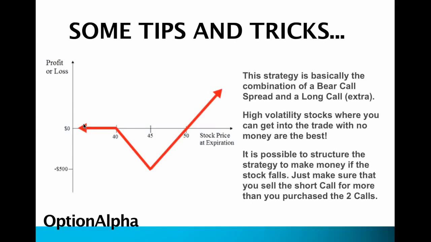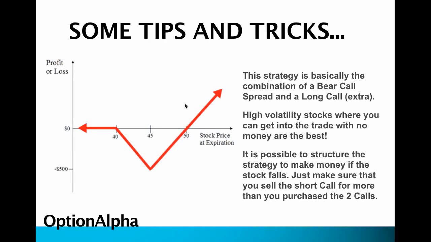So some tips and tricks over the years. This strategy is basically a bear call spread and a long extra call. So think of it like a bear credit spread where you have a short option and a long option here, and then we're just adding that extra long call to the strategy, which creates this new backspread strategy.